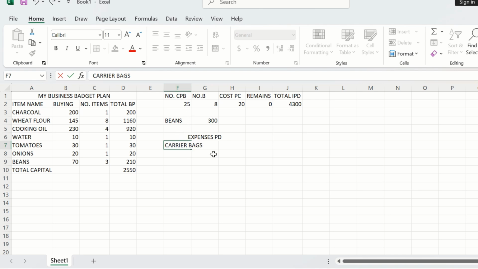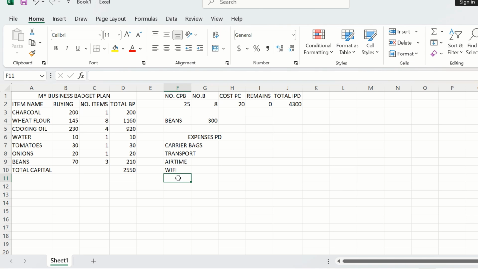Let's say we have carrier bags. Then we have transport. You buy airtime. You also use Wi-Fi. Then you calculate the total on other expenses.